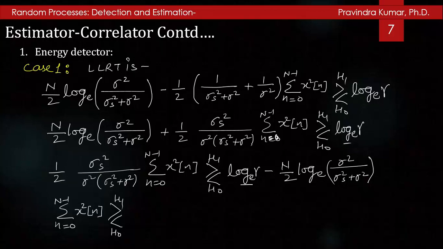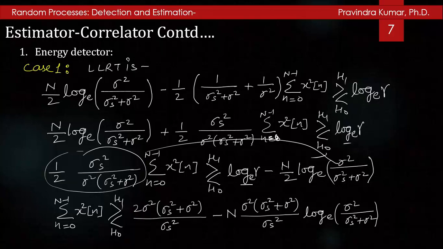So I can also write this as, if I put this expression on the right side, then it will be summation n=0 to n minus 1 x square n greater than or less than 2 sigma square (sigma s square plus sigma square) by sigma s square, minus n sigma square (sigma s square plus sigma square) by sigma s square log e sigma square by (sigma s square plus sigma square), and this is the new threshold value gamma dash.